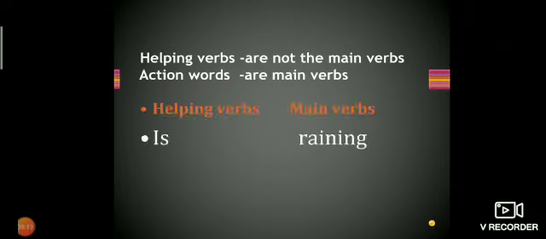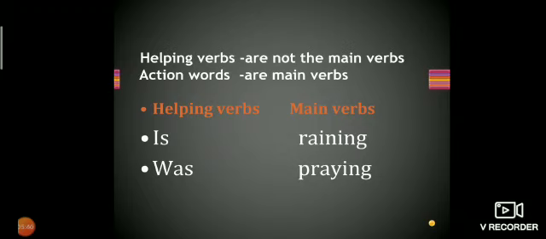Helping verbs and main verbs. Here is is a helping verb. Raining is the main verb because raining is ending with ing, right? Before we discussed that the main verb ends with ing or ed, right? Okay. Was praying. Here was is a helping verb and praying is a main verb.